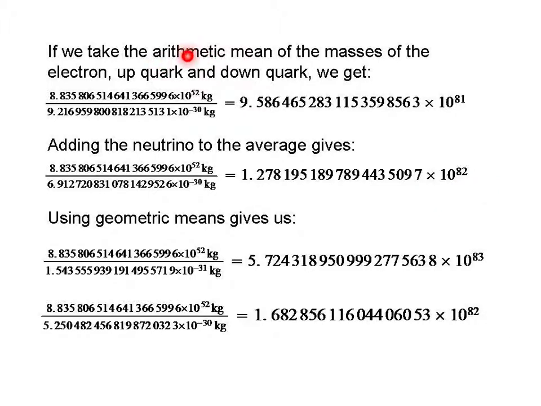And instead of the arithmetic mean, we can use a geometric mean. In this case, the observable universe divided by the geometric mean of the electron, up and down quark, gives about 1.68 times 10 to the 82 particles. And if we take the geometric mean including the neutrino, we get a larger number, about 5.7 times 10 to the 83. So we can see there's a big similarity in these numbers. They're all approximately around 10 to the 81, 10 to the 82, 10 to the 83rd power.